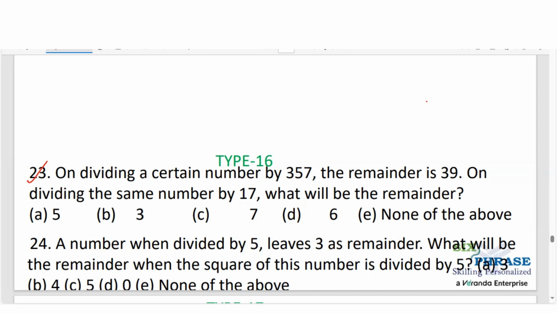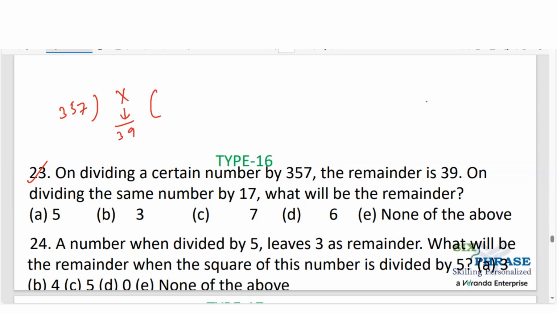This type of question is mostly asked in many exams. Let us see. Here the question is: on dividing a certain number, that means the number is not given, and the divisor given is 357. The remainder is 39. So here the remainder is given, 39.